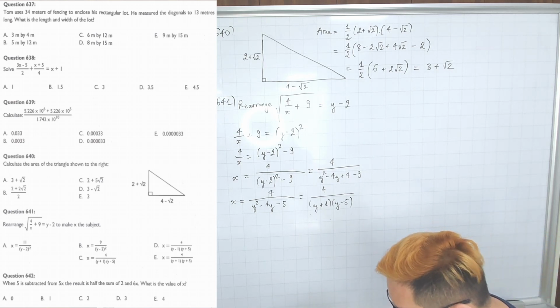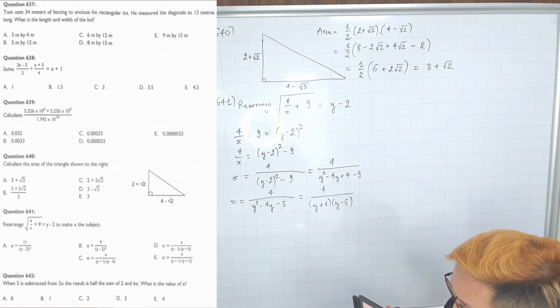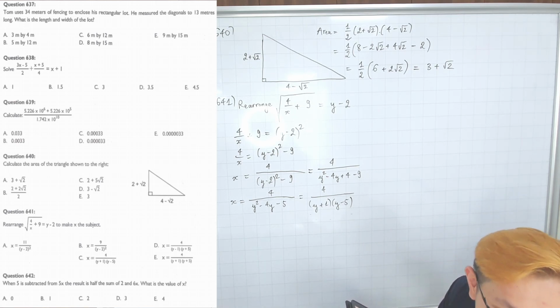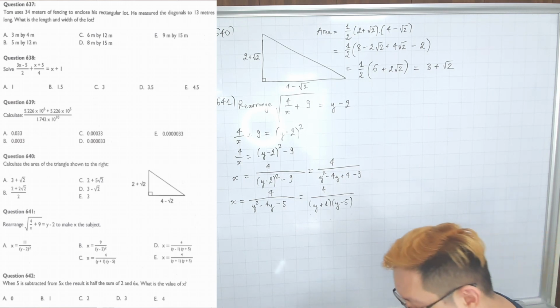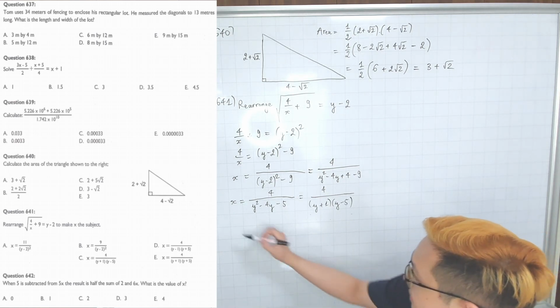Say again. Answer D will give plus 5y minus y, which is plus 4y. Plus 4y. Okay. See? Okay. Question 642.